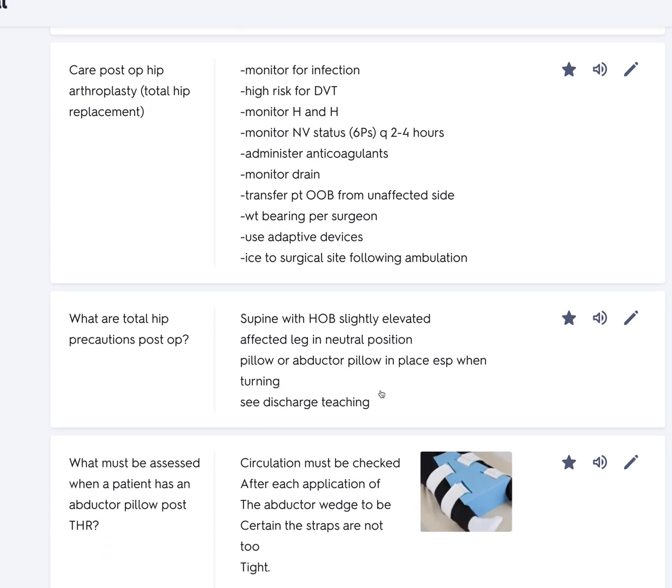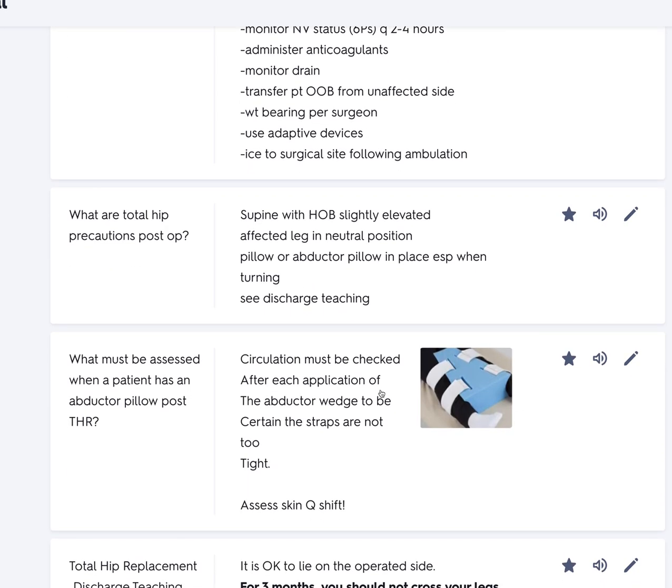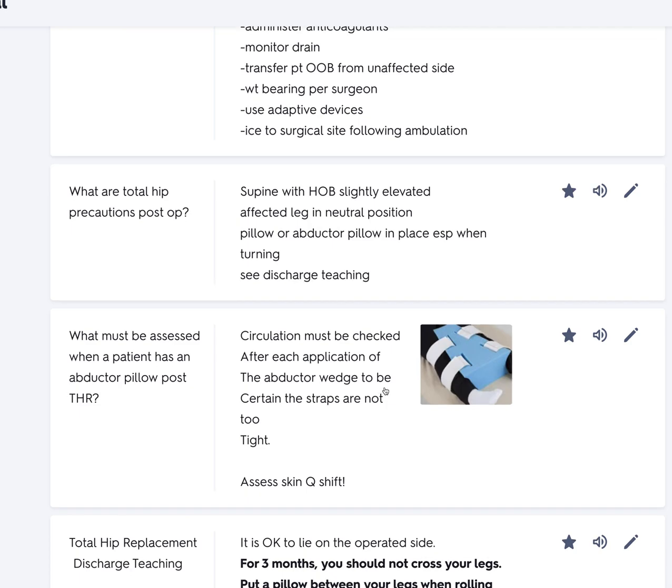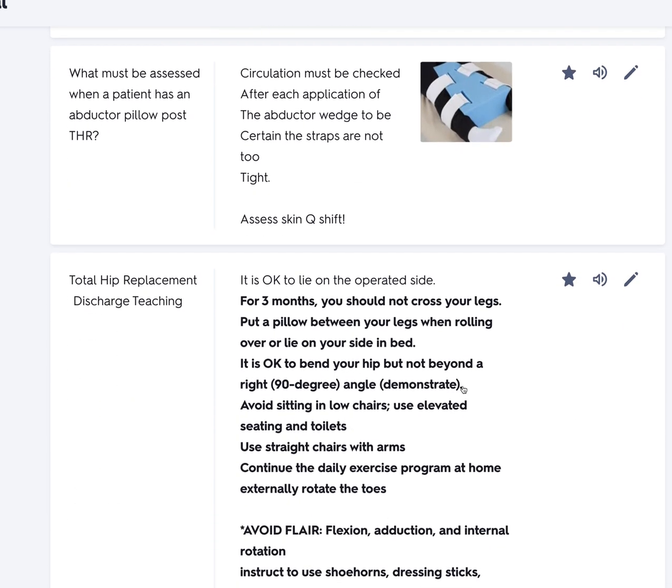Total hip precautions include keeping the patient supine with the head of bed slightly elevated, keep the affected leg in a neutral position, the pillow or abductor pillow in place, especially when turning, and also discharge teaching is important, which I'm going to get to. Now, because of this abductor pillow, they're at risk for decreased circulation because of these straps. Okay, so you want to make sure you're assessing the skin, but also the 6 Ps, because they could have alterations in their peripheral circulation.